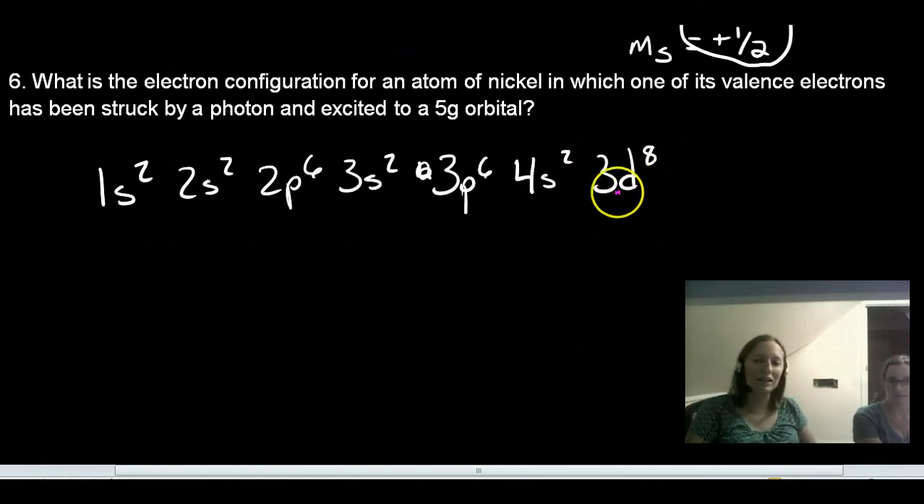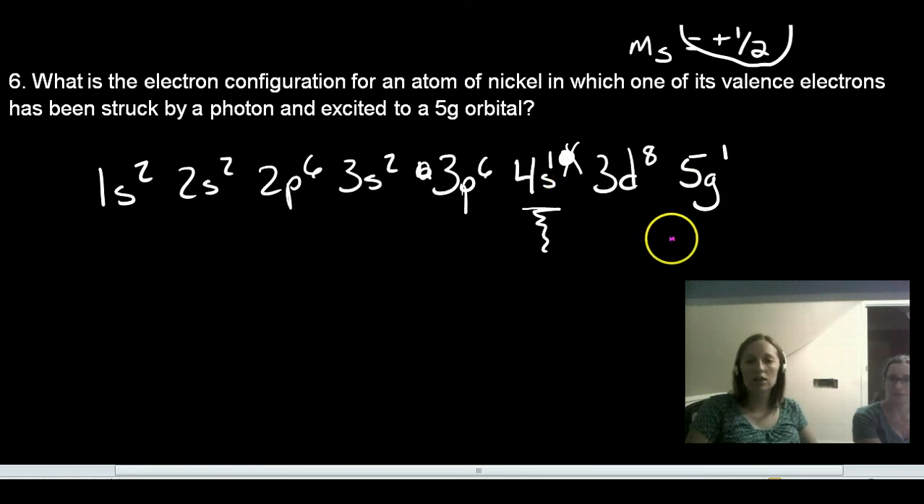Which one is the valence electron? Well, the valence electrons are the ones that are the biggest, so it's the one with the largest n. One of our valence electrons is in here. So one of these two has been struck. So it's gone now. It's 4s1. And that excited electron has now become what kind? A 5g. 5g1. So that looks like a 10, but it's not. It's a 1. That is the electron configuration of an excited nickel atom. The end.